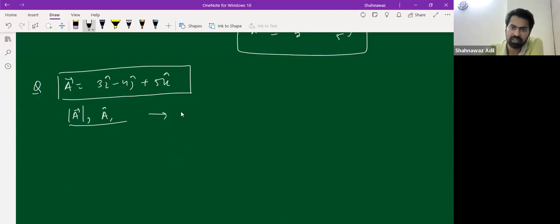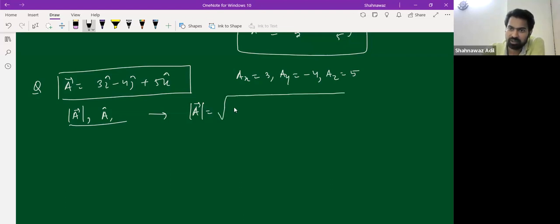Or let us do it here step by step. So what would be the magnitude of that first? What is AX? 3. AY is how much? -4. And AZ is how much? 5. So what would be this magnitude? Yes, root of ax square plus ay square plus az square. This is the magnitude.